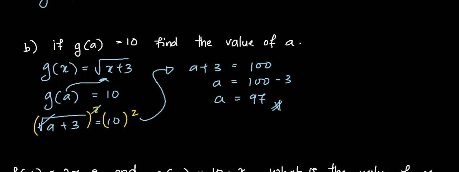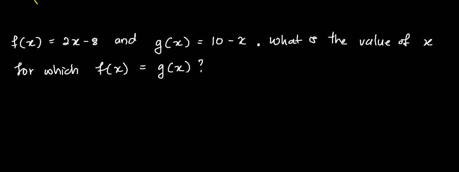Now let's go to another example. Now f(x) equals 2x minus 8 and g(x) equals 10 minus x. What is the value of x for which f(x) equals g(x)? So you must understand this. They're telling you what x will be when this f(x) equation equals this g(x) equation. So let's write our equation. The f(x) equation is 2x minus 8 equals, what is the g(x) equation? The g(x) equation is 10 minus x.